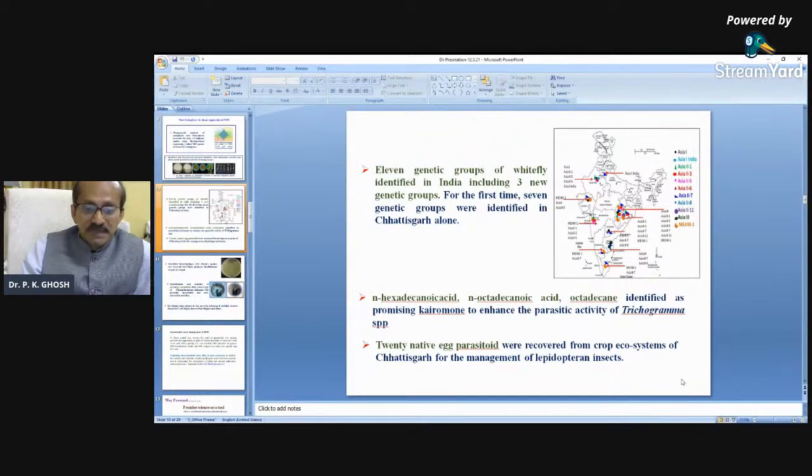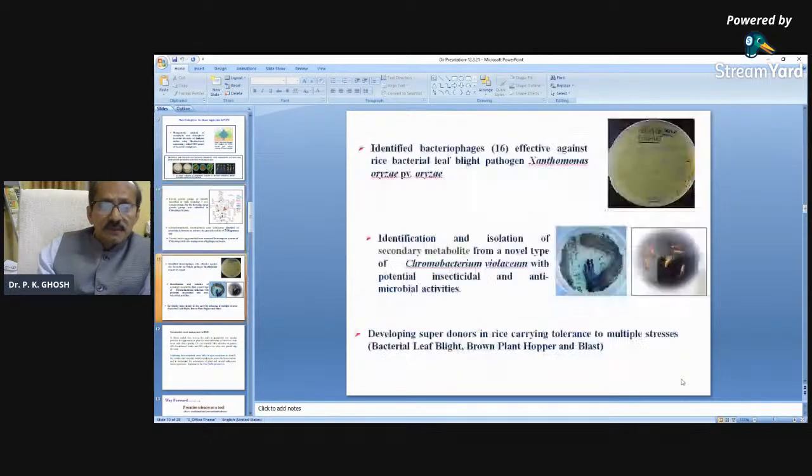Now, Chiramon is a plant-based product, and if we spray it, it shows good control of the Trichogramma species. Now, bacteriophage, we understand, is a phage against bacteria. So the bacteriophage we have identified, we are using against the rice bacterial leaf blight pathogen, and it is still under field condition.